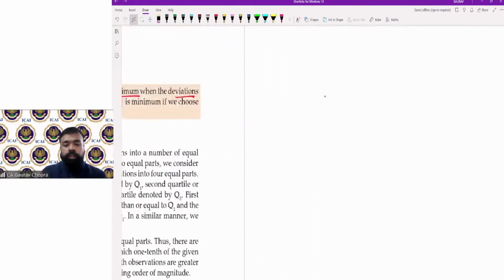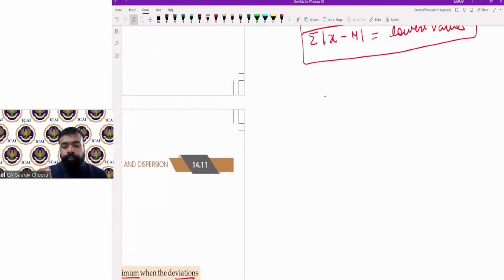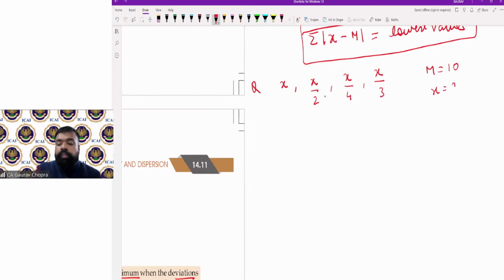Now let's do some more practice questions. Let's say there is one value x, other is x by 2, x by 4 and x by 3. Median is 10. Find out the value of x. 4 observations are given. Median is 10 and you have to calculate the value of x.